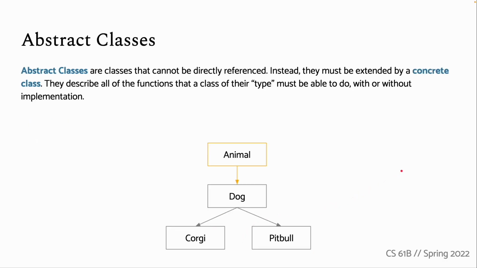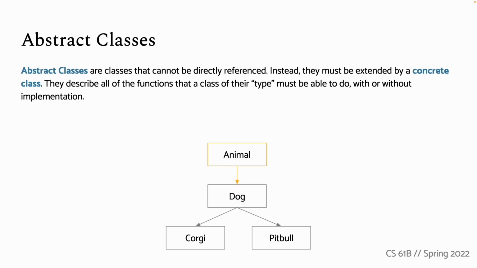Moving on, we get something called abstract classes. So now we're getting more interesting. Abstract classes are classes that cannot directly be referenced or instantiated. So you can't just create a new animal. Instead, they have to be extended by a concrete class. And they describe the sort of things that this type of class should be able to do without necessarily providing a concrete implementation of that.